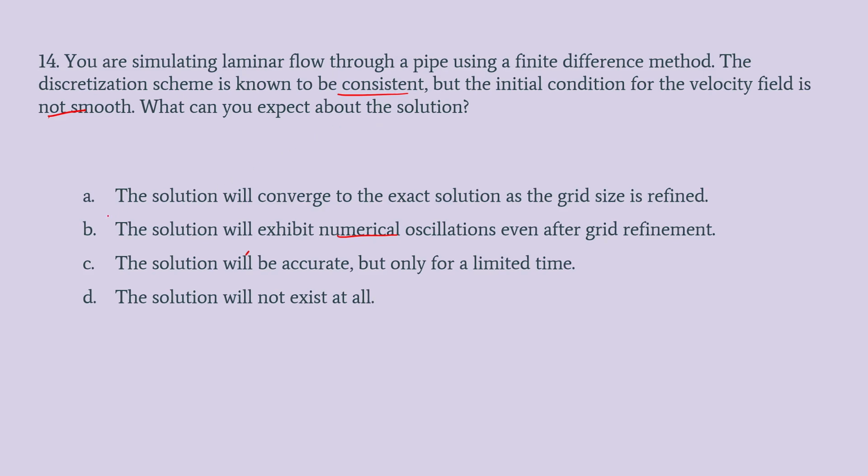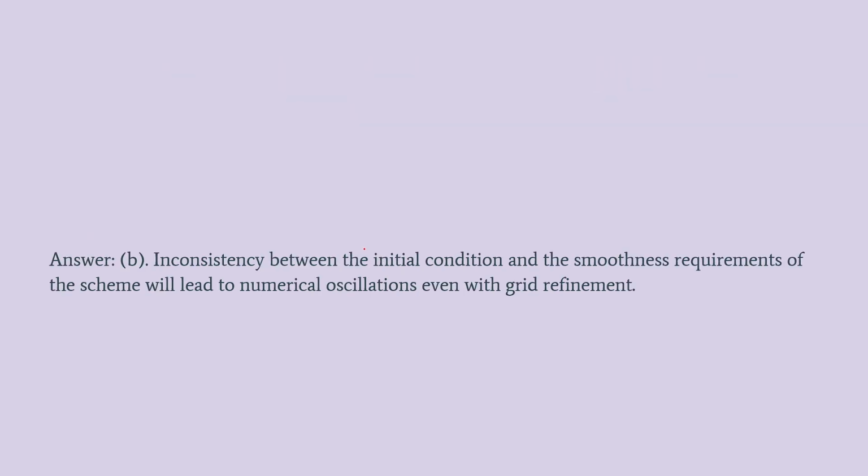Our answer is option B. That is, we can expect the solution to exhibit some numerical oscillations even after the grid is refined, because when the initial conditions are not smooth, even after the grid refinement there will be some fluctuations in the solution.